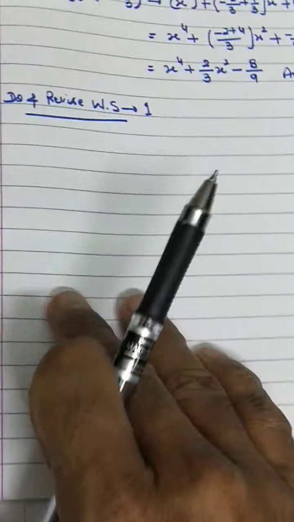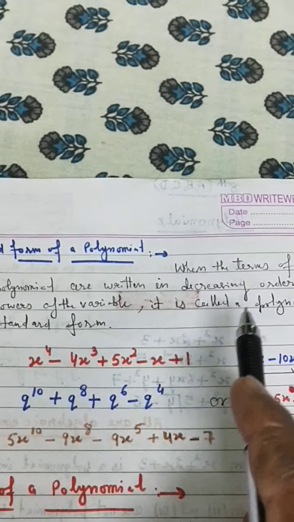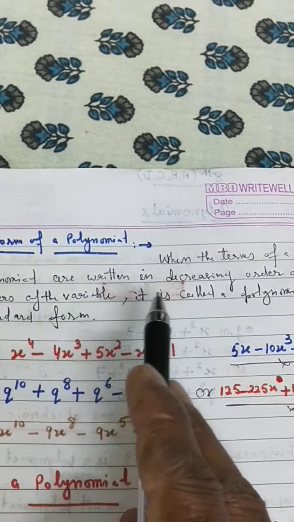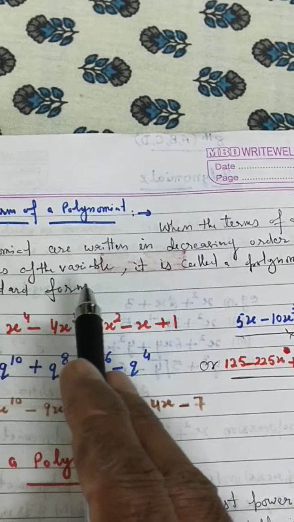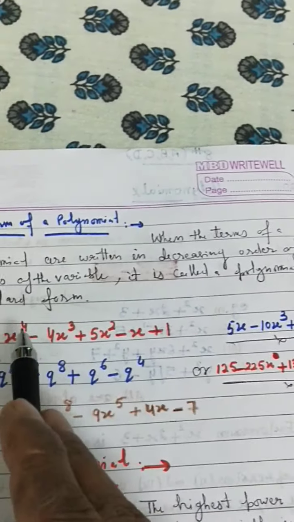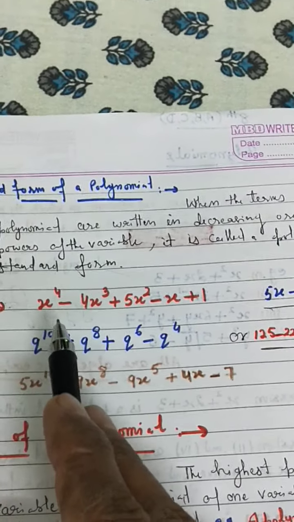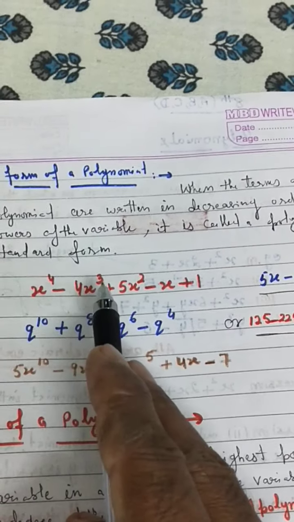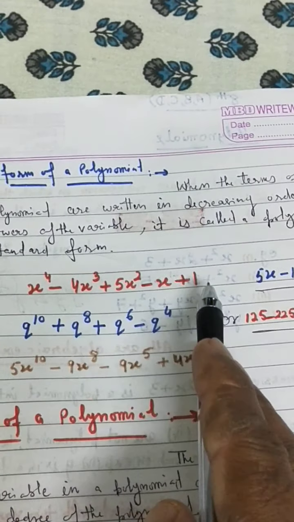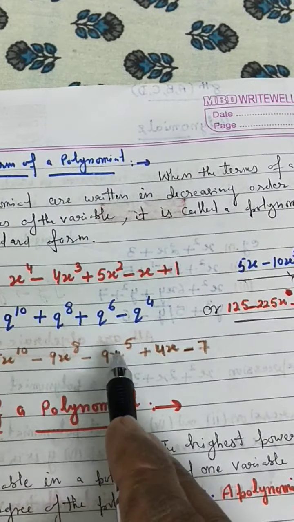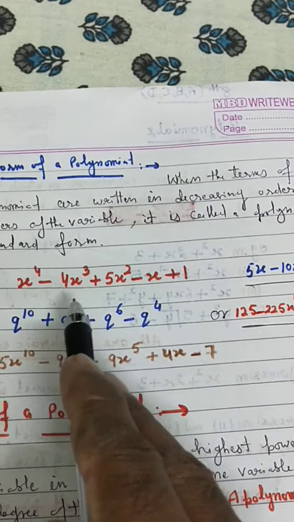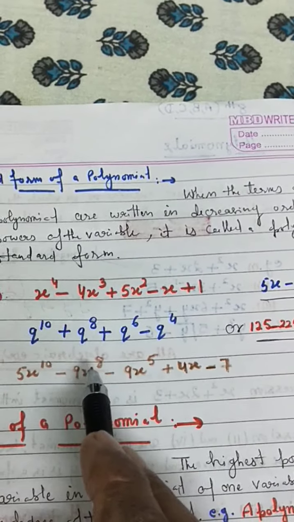Next, standard form of a polynomial. What is the standard form of a polynomial? When the terms of a polynomial are written in decreasing order of the powers of the variable, it is called a polynomial in standard form. For example, x raised to power 4, x cube, x square, x, and constants are all standard forms of polynomials.